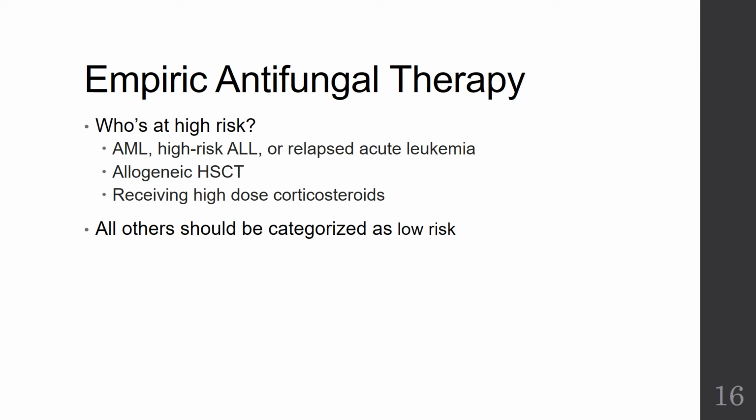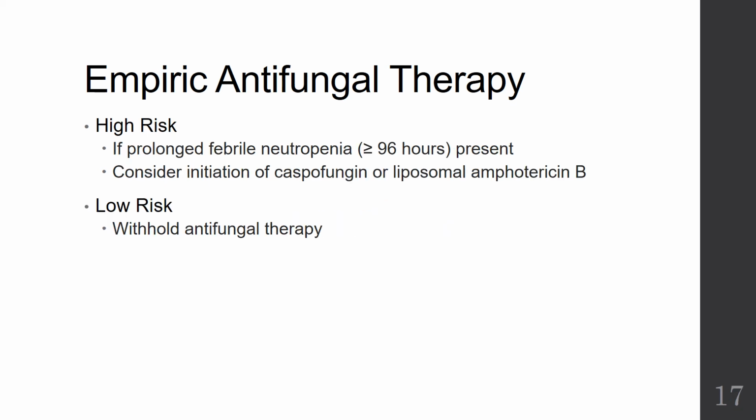So empiric antifungal therapy is a concern in a select specific group of populations. And this high-risk patient population are those deemed to have AML, some type of high-risk ALL, or a relapsed leukemia. Also, if they have recently had stem cell transplantation or are receiving high-dose corticosteroids, then those are the patients that we are going to be most concerned about for having a fungal rather than bacterial infection. So these high-risk patients, if they do have prolonged febrile neutropenia, and this is slightly different criteria than what was defined earlier, but for the fungal concerns, it's going to be greater than or equal to 96 hours, then we would consider initiation of an antifungal agent, namely caspofungin or liposomal amphotericin B. Again, if they're low risk, then we're going to withhold antifungal therapy.